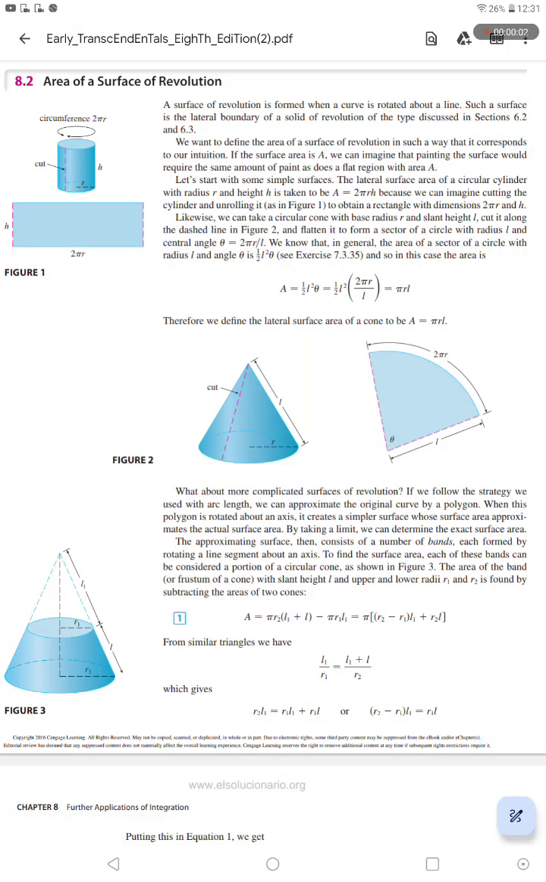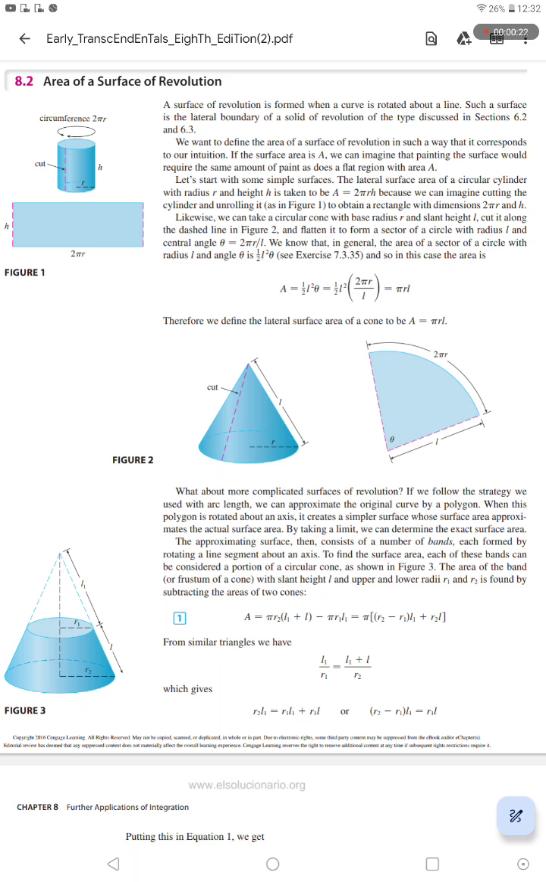8.2 Area of a surface of revolution. Sidebar figure: circumference 2 pi r. There's a cut along h. And we have h by 2 pi r.